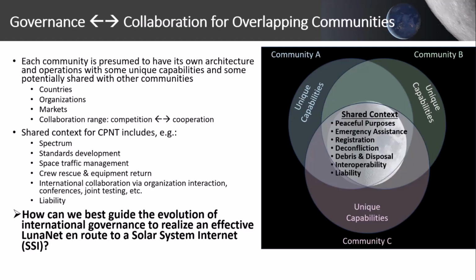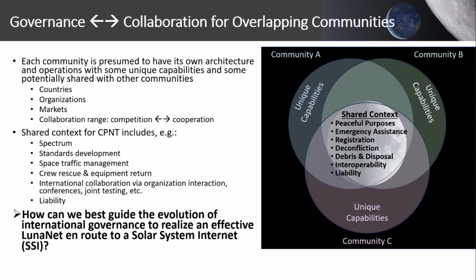We need to look at governance in terms of interaction and collaboration between different communities. We can define different communities in different ways, such as different countries, different organizations, different economic markets, but they all exhibit some competition versus cooperation. And if we're going to achieve collaboration, we have to find ways to work together and define the process and methods and tools that will enable us to collaborate regarding the shared context. So even though those communities have some unique capabilities, they also share some context.